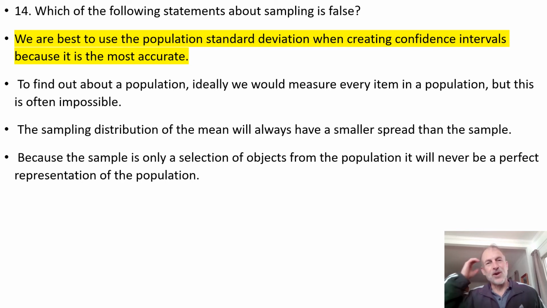People, we are not going to use the population standard deviation, because if we want to measure the whole population, we will get the correct data. So 14A, the yellow one, we are best to use the population standard deviation. That's false, but the rest are all true and correct. So you can have a look at them again.